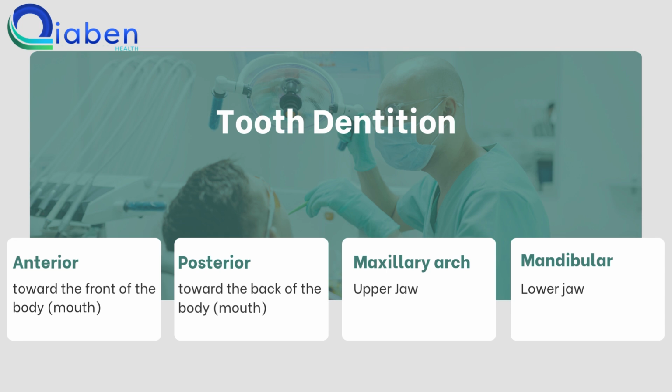First, anterior, the front teeth, important for aesthetics and cutting food. Second, posterior, the back teeth, designed for grinding. Third, maxillary arch, the upper jaw. Fourth, mandibular arch, the lower jaw. These terms are essential for charting, diagnosis, and communication between dental professionals.